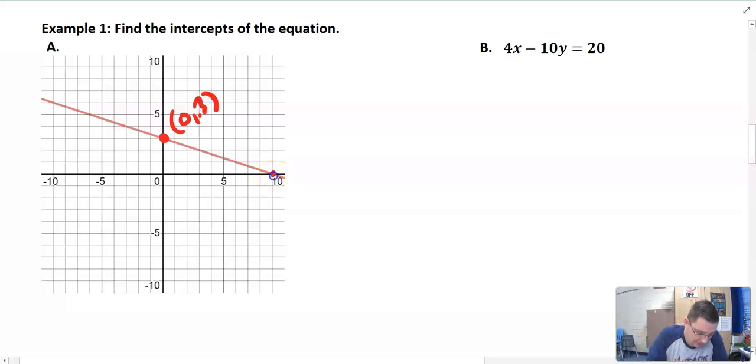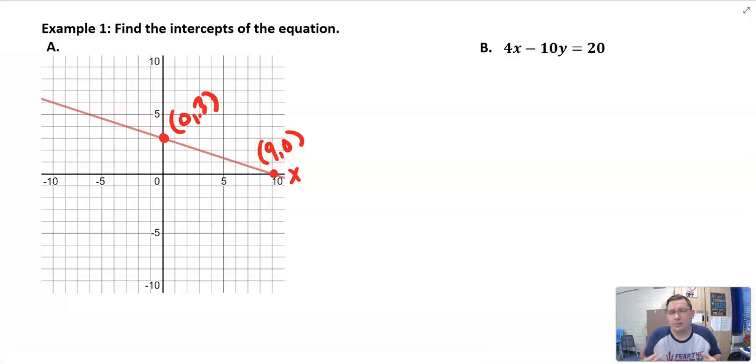y-coordinate is going to be the y-intercept. We come down here. The x-intercept, crossing the x-axis, is at (9, 0), because our x is 9, and we didn't go anywhere in y, so it's (9, 0). Okay? That's it for example A. Let's look at example B.